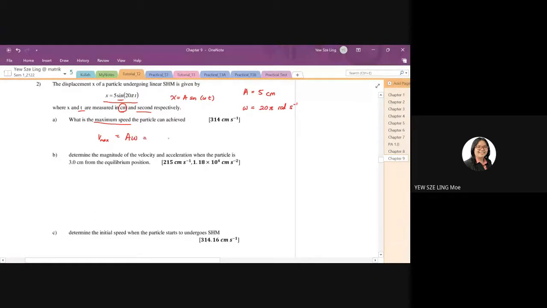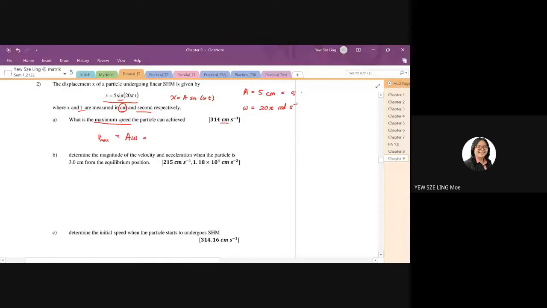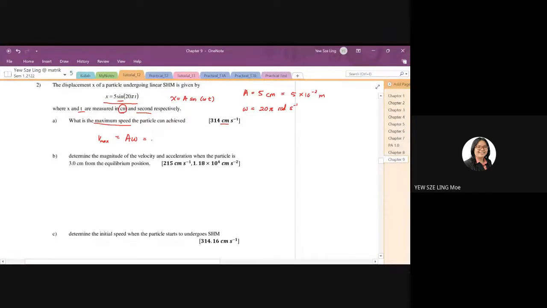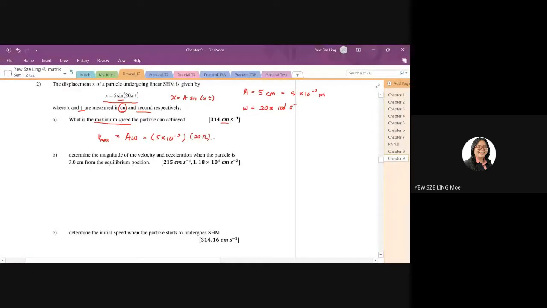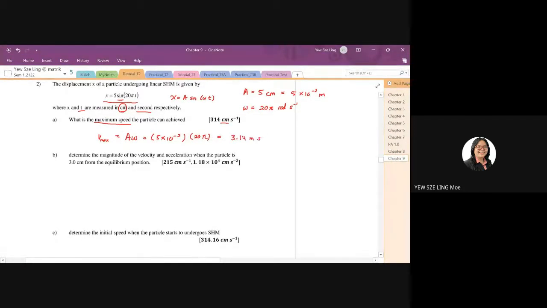If you look at the answer given, it is in terms of cm, but I would suggest you write it in meters. So 5 times 10 to the power of negative 2 meter, times 20 pi radian. So the answer is 3.14 meter per second. So that is question 1.